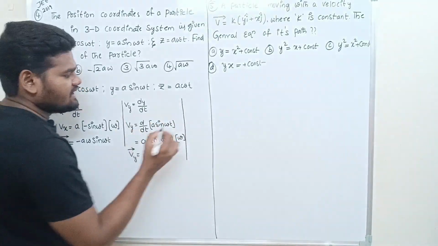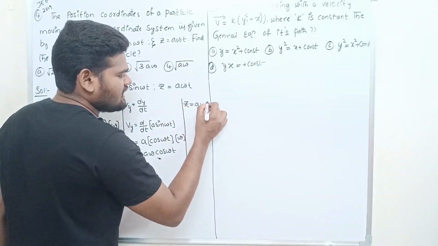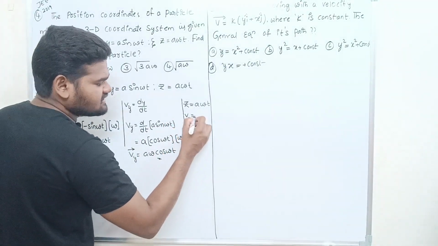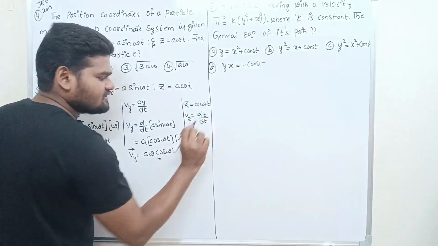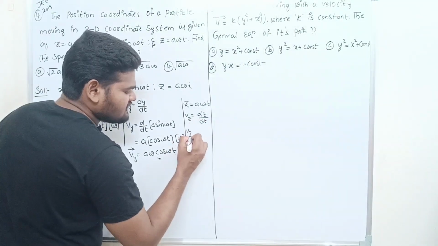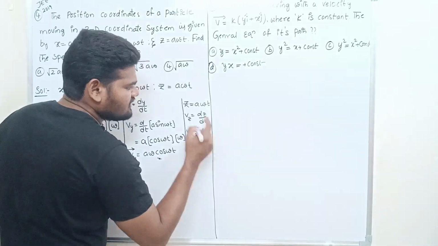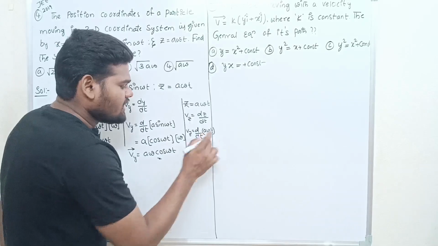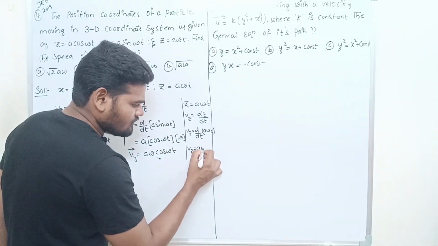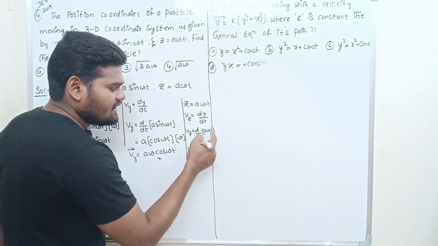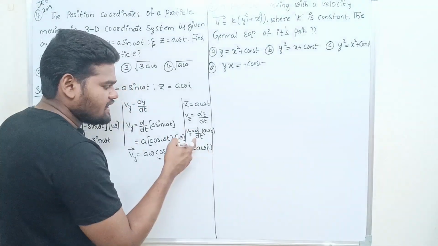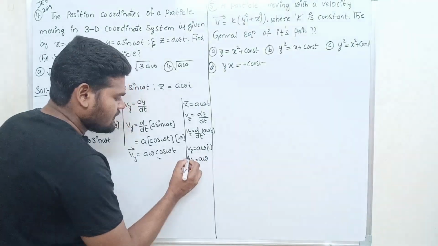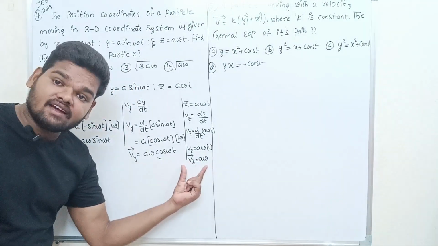And z is also given. z is equal to how much? A omega t. So velocity of the particle along z direction is equal to dz by dt. So vz is equal to d by dt of a omega t. A and omega are constants and they come outside. d by dt of t, you will get how much? 1. See, dt by dt, dt gets cancelled out, you will get 1. So vz is equal to a omega. So this is the velocity of the particle in z direction.